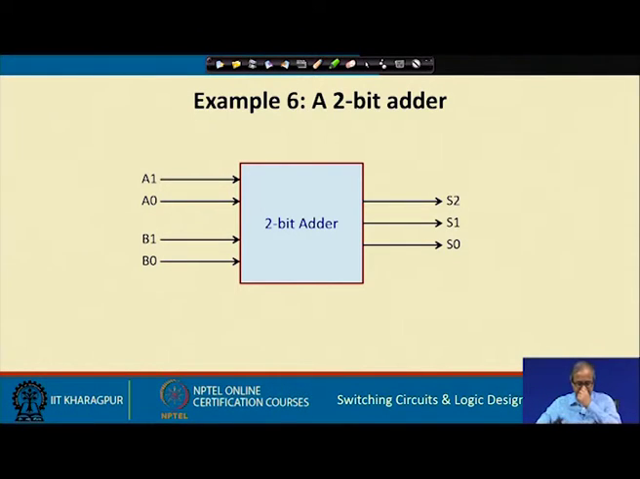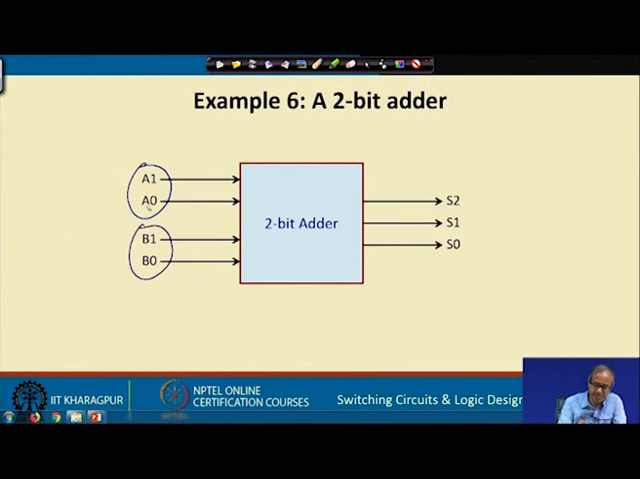Here, let us take a slightly bigger and a more realistic example. Suppose we are trying to design a 2-bit adder. How does this 2-bit adder work? It takes 2 numbers, these numbers are 2 bits each, and adds them up. Let us say one of the numbers is 0 1 and the other number is 1 1. So, if I add them up, 1 plus 1 is 0 with a carry of 1, and 0 plus 1 plus the carry is 0 with a carry of 1. So, the final carry out will be 1.